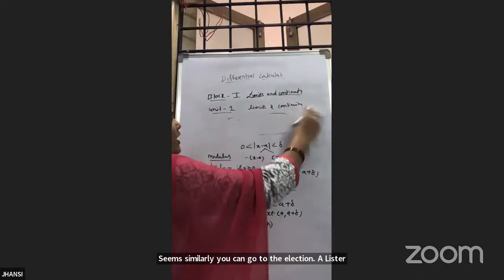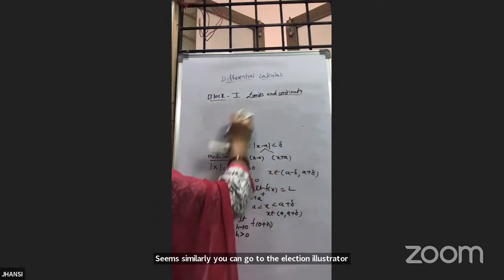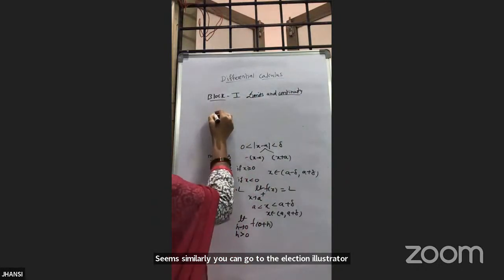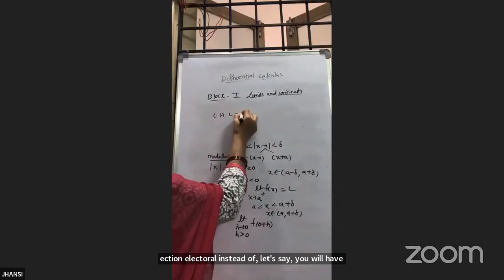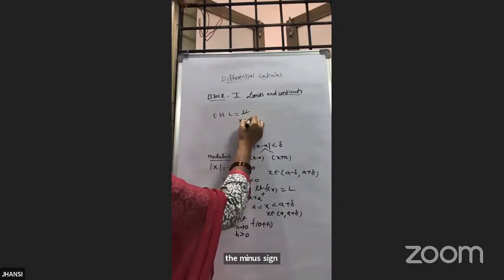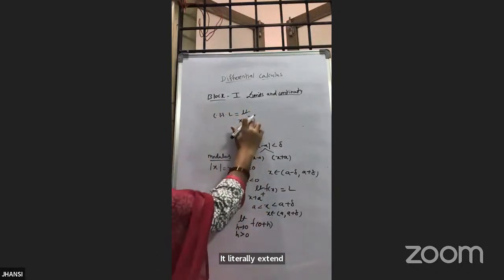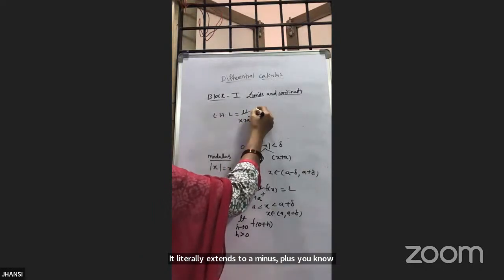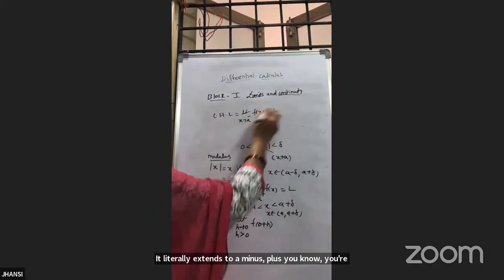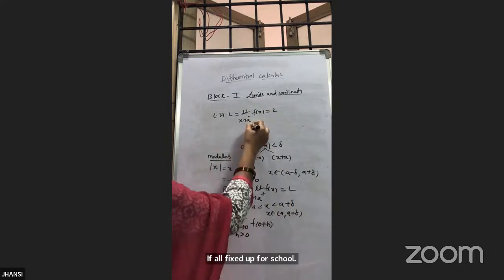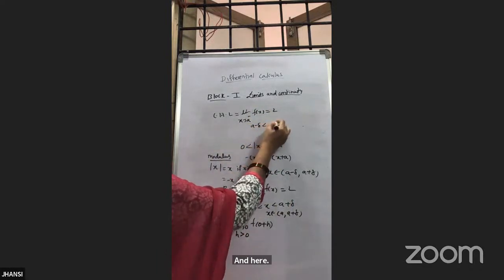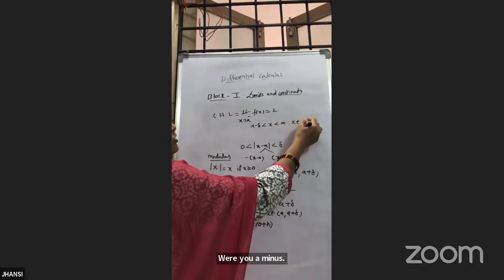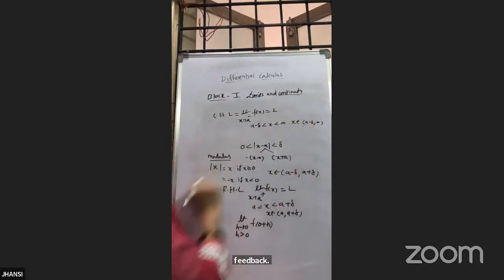For the LHL, instead of the plus sign, you will have the minus sign. So LHL is the limit as x tends to a minus. Here plus is there, no? Here you have to write minus: limit of f of x equals L. And here the limit value will be for a minus delta less than x less than a. That means x belongs to (a minus delta, a).